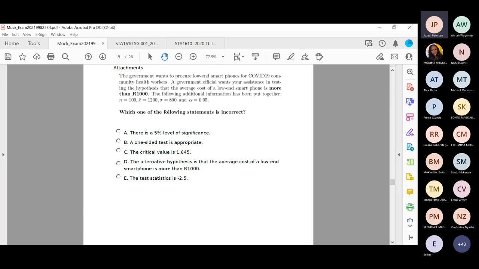So for example, like this question where they asked all six steps of hypothesis testing as options, we need to find the incorrect statement. So we can go through each statement one by one. Number A, you will tell me whether that statement is correct or incorrect, but we will do all of them. Number A, there is a 5% level of significance. Look at that. Correct. That is correct. This test is a one-sided test. Look at the full statement. Correct, because it's more than 1,000.